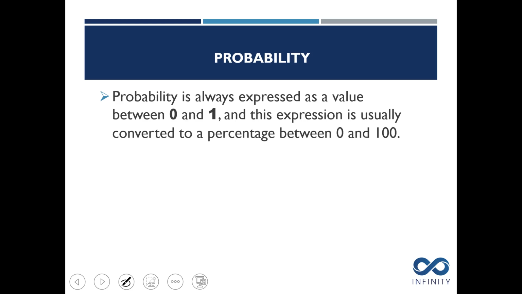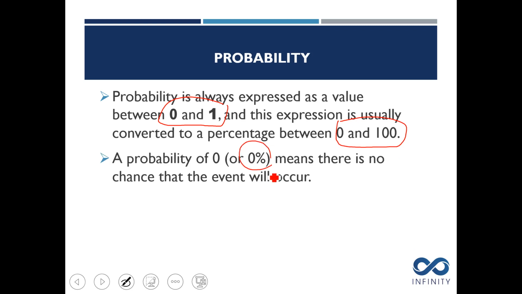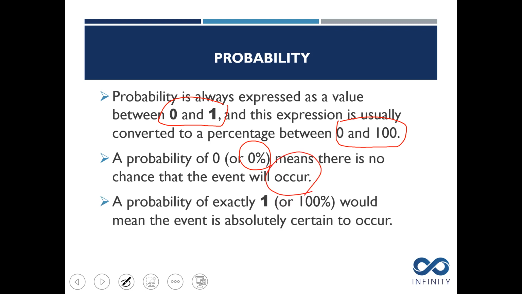Normally probability is expressed as a value between 0 and 1 when we are talking about decimal values, and it can be converted to a percentage from 0% to 100%. A probability of 0, or 0%, means that there is no chance that the event is going to occur. But if the percentage is 100 or the value is 1, that means the event is absolutely certain. It is 100% going to occur.